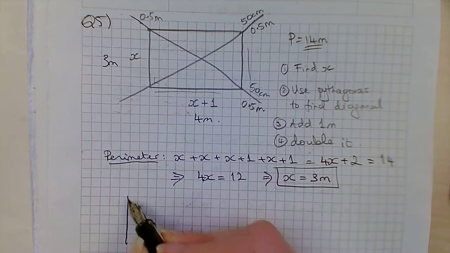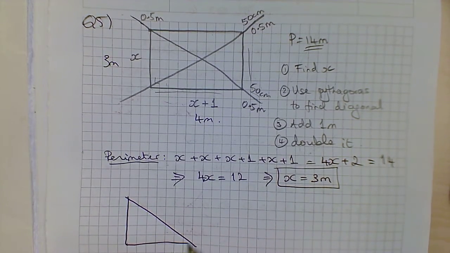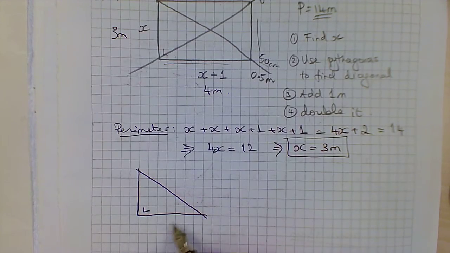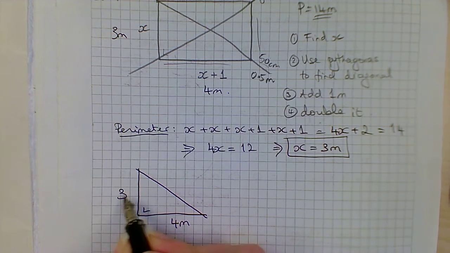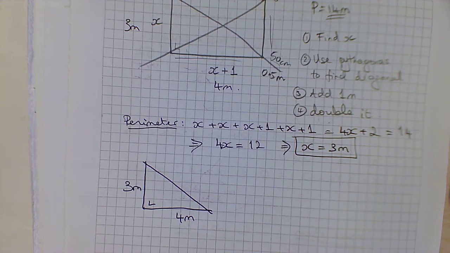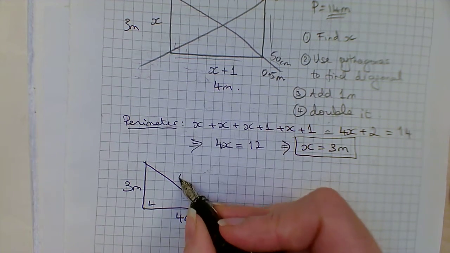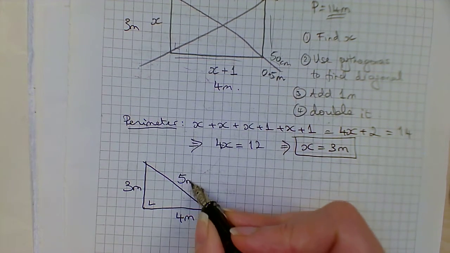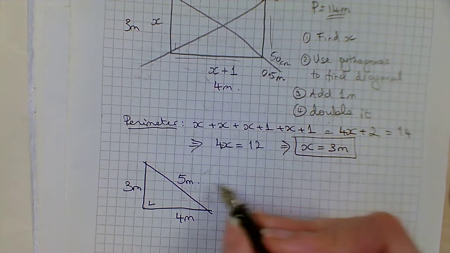Sketch out my right-angled triangle, half of the rectangular frame. I've got 4 meters down here. I've got 3 meters down here. I'm not sure if for third year you would have learned off this special triangle, but the hypotenuse is going to be 5. It's my 3, 4, 5 triangle. Let me show you why.